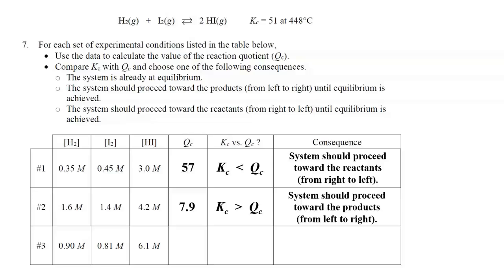And Q equals K. And now you can probably anticipate what this third scenario is. We have to take the products over reactants, 6.1 squared, divided by the product of 0.9 times 0.81. And when we plug in those numbers into the equilibrium expression for the reaction quotient, we get 6.1 squared divided by the product of 0.9 times 0.81. And look at that. It's exactly 51. Q equals K. There is not going to be any proceeding toward the left or proceeding toward the right because the system is already at equilibrium.